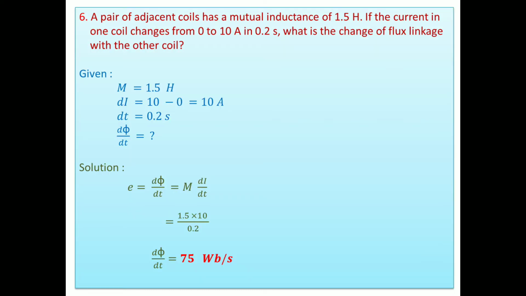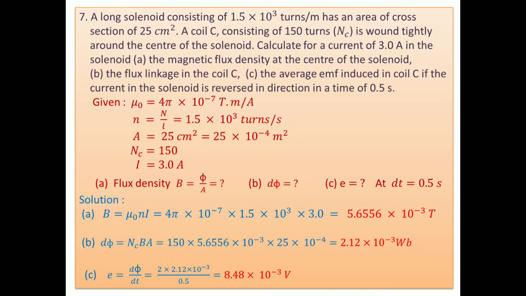Thereafter, we go through another numerical. A pair of adjacent coils has a mutual inductance of 1.5 Henry. If the current in one coil changes from 0 to 10 ampere in 0.2 second, what is the change in flux linkage with the other? Mutual inductance is given 1.5 Henry. Current change is given 10 minus 0, means 10 ampere, in time 0.2 second. d phi by dt to be calculated. E equal to d phi by dt, M di by dt. This is our formula. Mutual inductance is 1.5 into 10 upon 0.5. Your answer is 75 Weber per second. Very easy numericals are there.